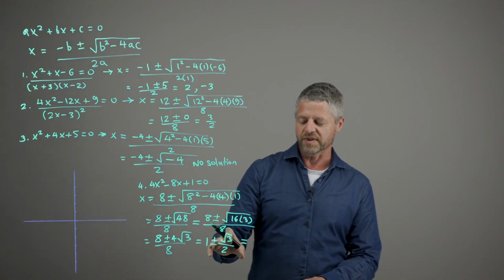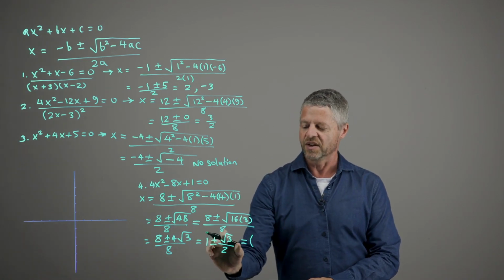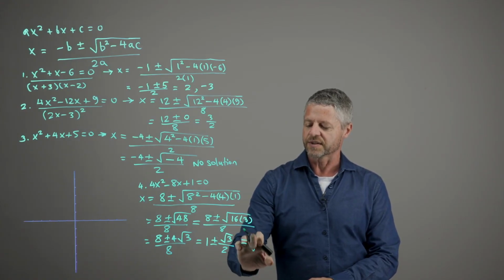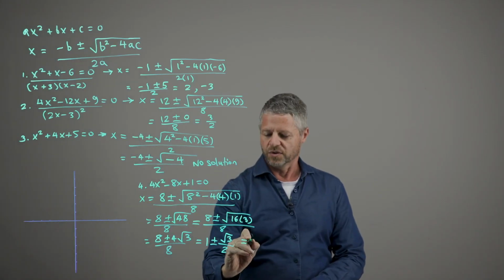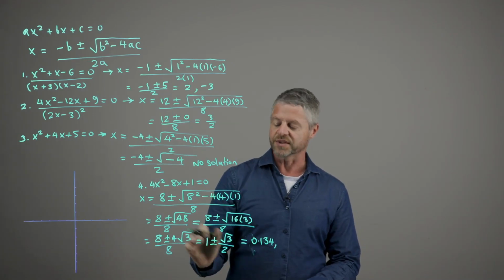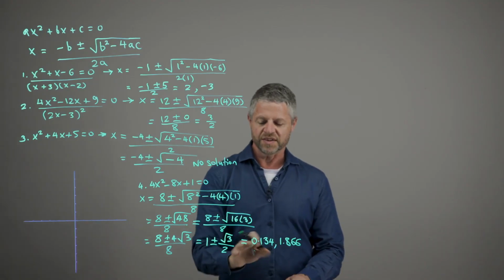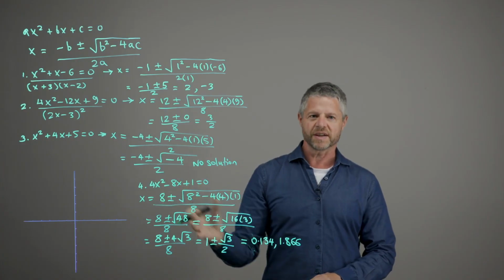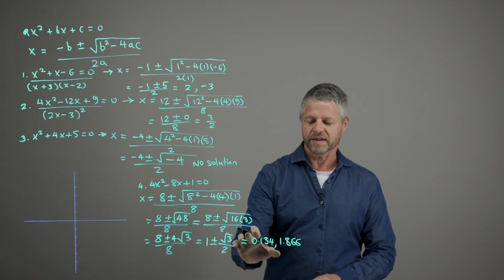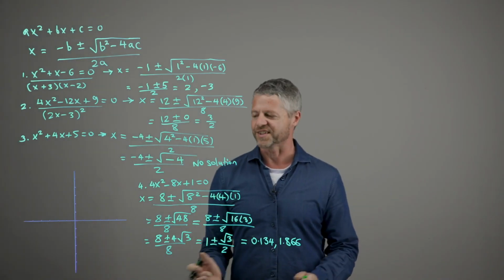If we want to express this as a decimal, we're going to have to go to our calculator, and it turns out that 1 minus the square root of 3 over 2 is 0.134, and 1 plus the square root of 3 over 2 is 1.866. So this is an example where factoring would have been a challenge, because we've ended up with a pair of irrational answers.